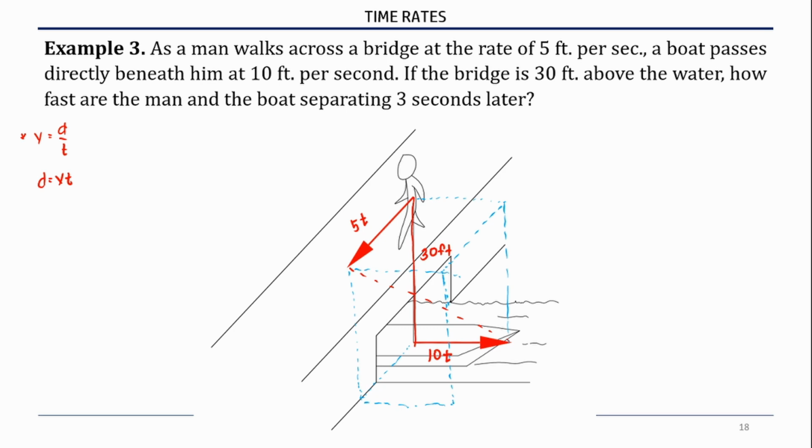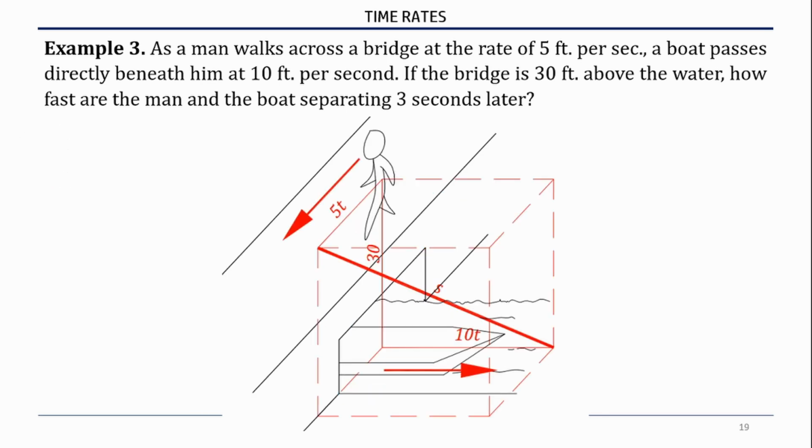I-clarify lang natin yung drawing. I have prepared a much more detailed and much better drawing. So, yan, we have a cube na yung mga edges niya ay 5t, 30, and then yung 10t. At yung hinahanap natin ay yung distance s, which is this. So, ano yung rate ng paglaki nito? So, they are separating, so dapat yung s ay positive kasi lumalaki dapat yan, because they are moving away from each other.